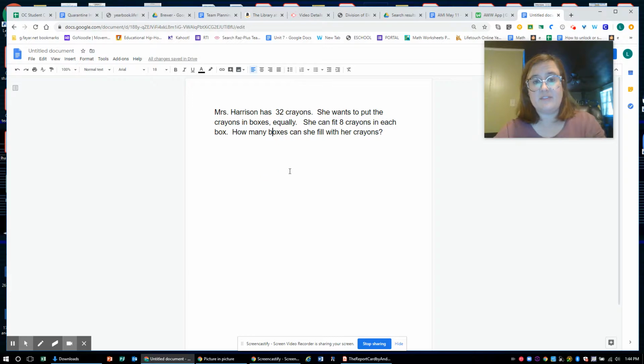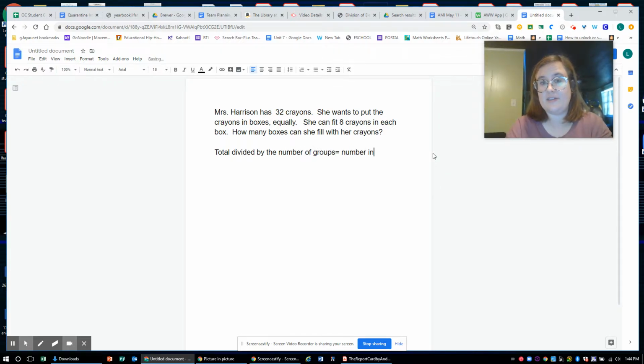Whenever we're talking about division, we are talking about one of two things. Either the total, or the number in all, divided by the number of groups equals the number in each group, or the total divided by the number in each group equals the number of groups.